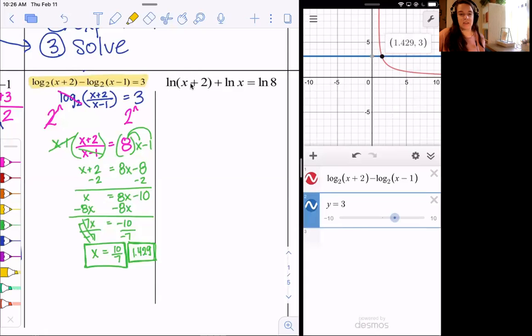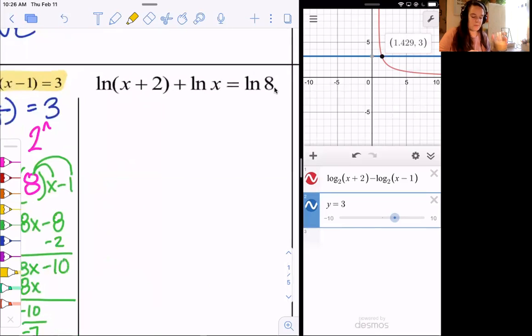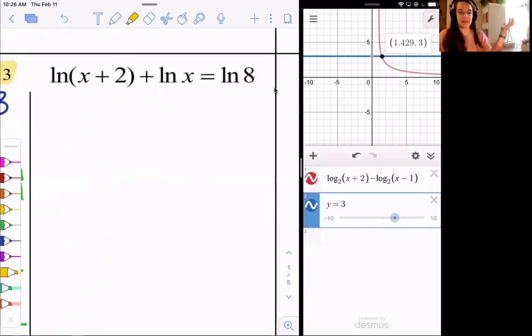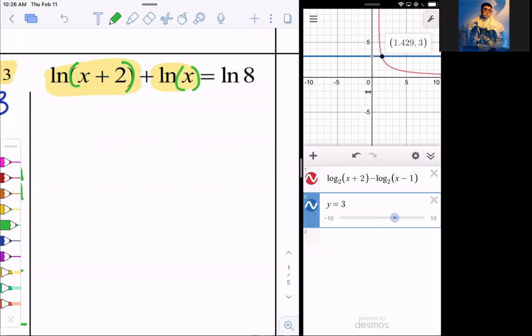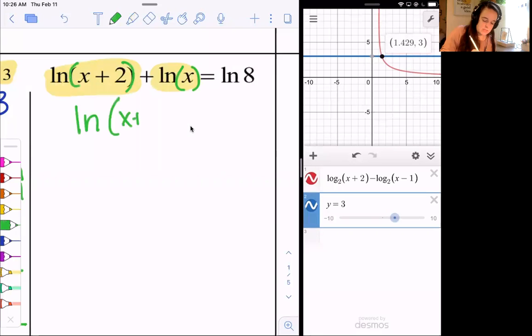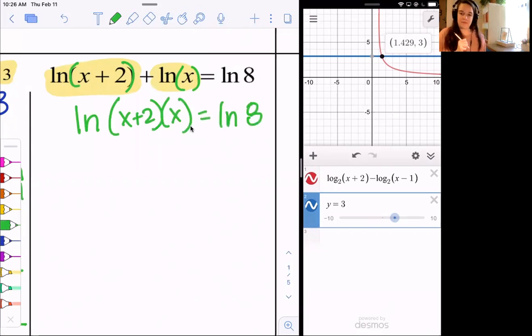We have natural log of X plus 2 plus natural log of X equals natural log of 8. All right, first step, combining logs. So I have this log here and this log here. It's addition. What does that mean? If it's addition, what am I going to do with these? Multiply. Yes, multiply. Thanks, Diana. So I have natural log of X plus 2 times X equals natural log of 8, right?